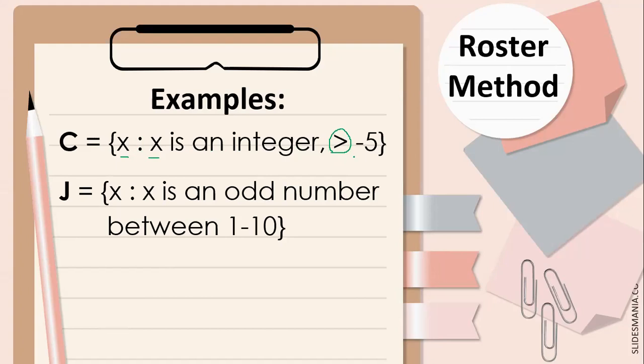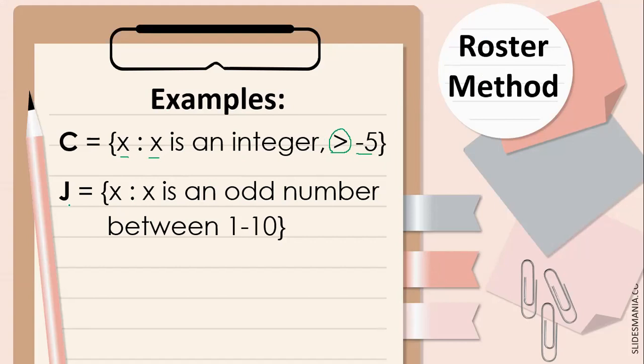Greater than. Very good. That is a symbol for greater than. And then we have -5. So kung babasahin natin yung buo, we have set C equals to the elements of X such that X is an integer greater than -5. So hindi siya nilista or hindi natin nilista yung mga elements kasi hindi naman siya listing method. So that is a roster method. Bakit? Kasi dinescribe lang natin yung ating mga elements. Okay? Yung X daw is an integer greater than -5.